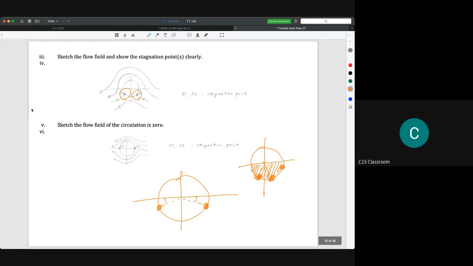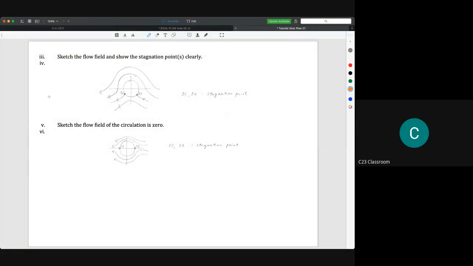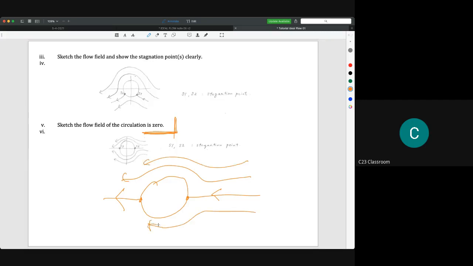Next, we need to sketch the flow field if the circulation is 0. If the circulation is 0, the situation goes back to flow around a cylinder without rotating, without a vortex. So it is enough to draw a circle, draw the stagnation points at 0 and 180 degrees, and also draw the arrows of the other streamlines. Preferably finish it completely; don't stop halfway. Okay.